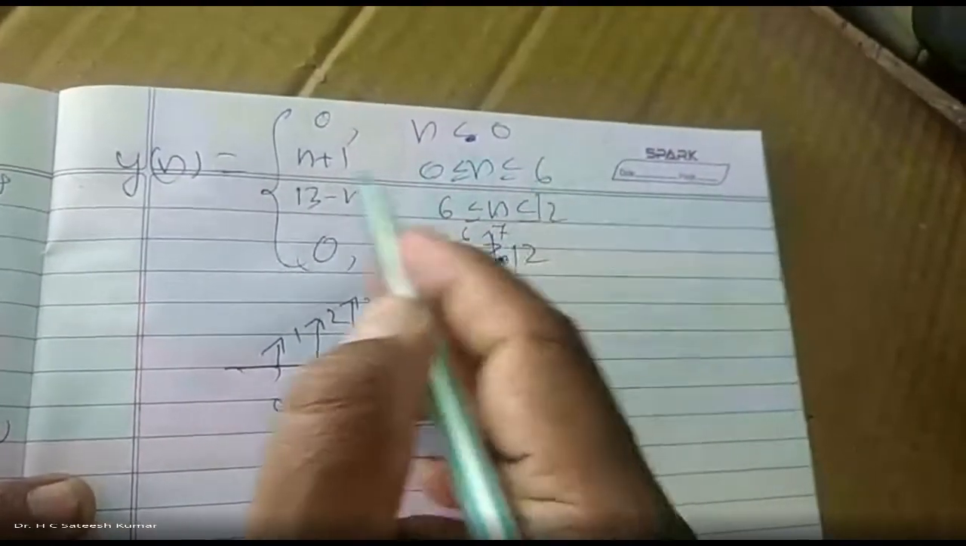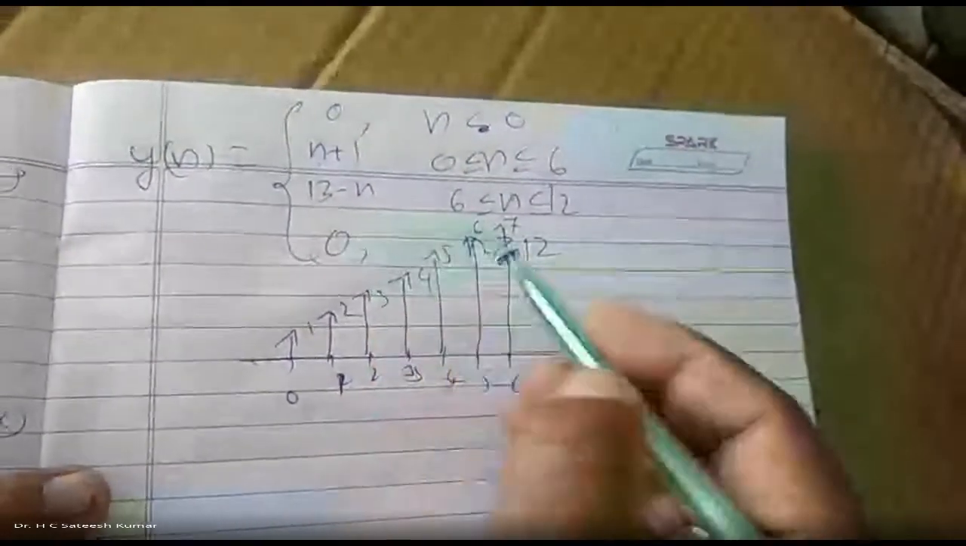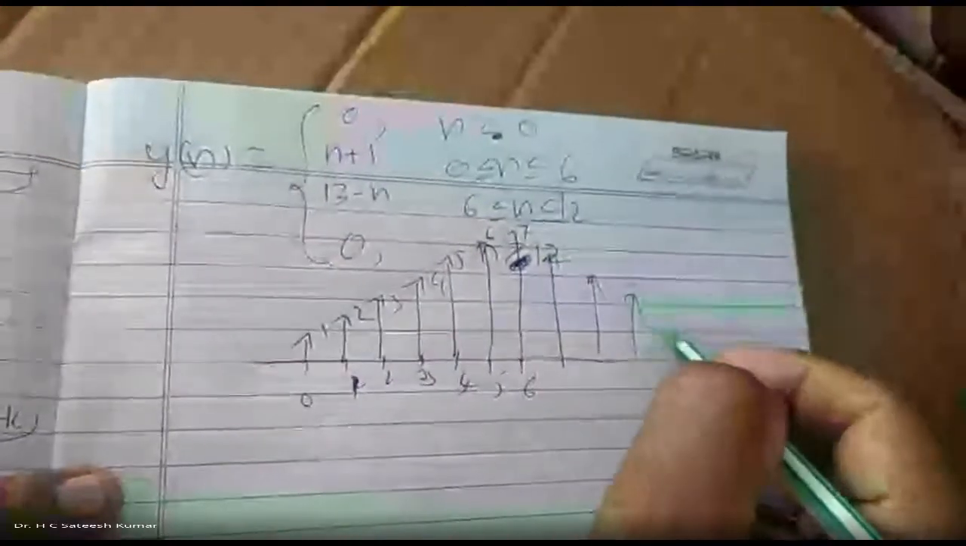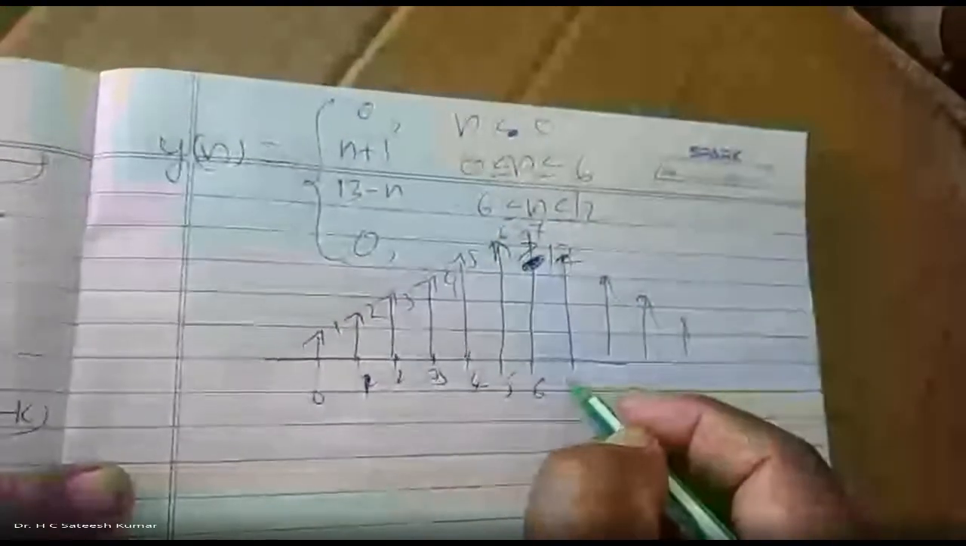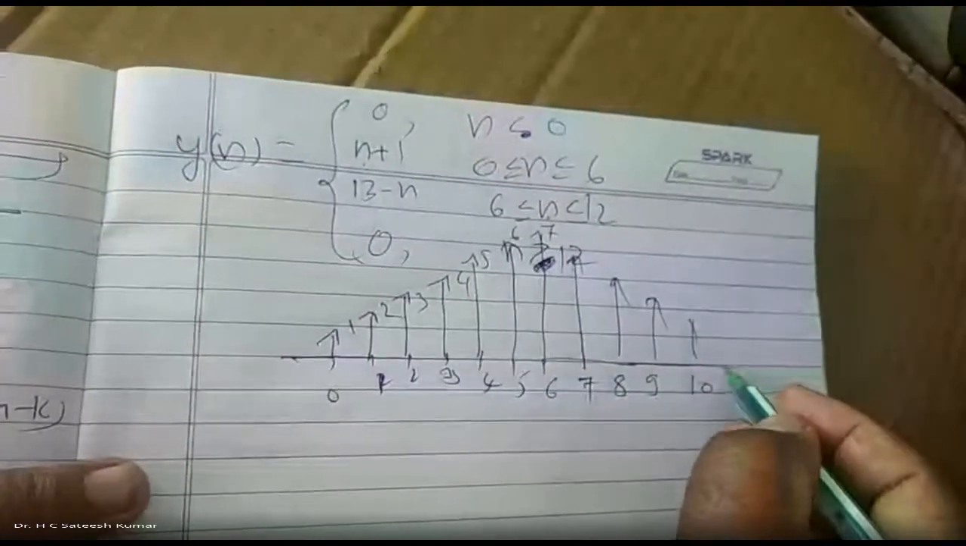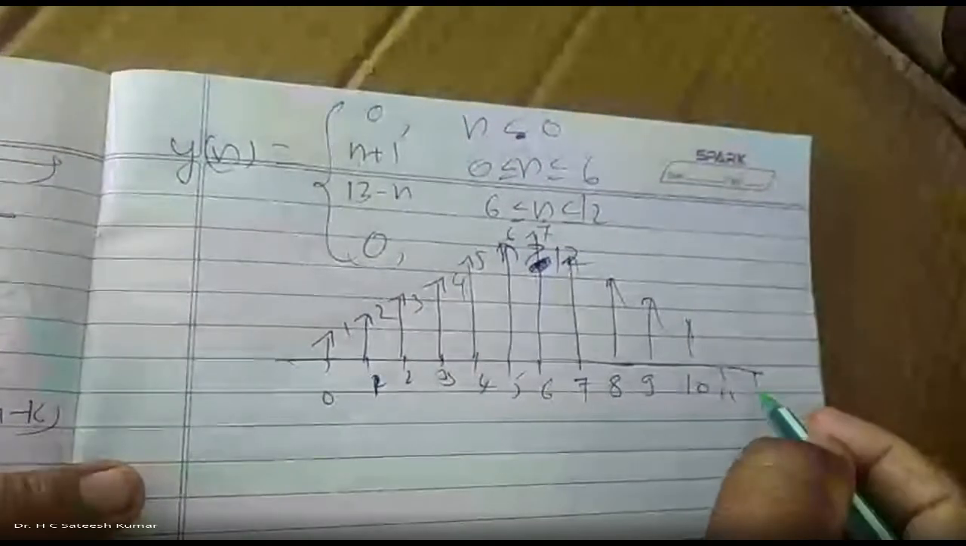You see, up to 6, you follow this equation. 7 means 13 minus 7, its value is 6. Like this, it is decreasing: 6, 7, 8, 9, 10, 11, 12. At 12, its value is 1. At 11, its value is 2. Then 3, 4, 5, 6, 7.